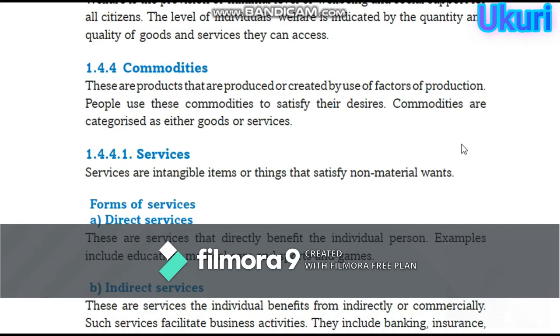Even though you have paid money to do those services, you have paid in order to receive services. That's what we call services: intangible items or things that satisfy non-material wants.